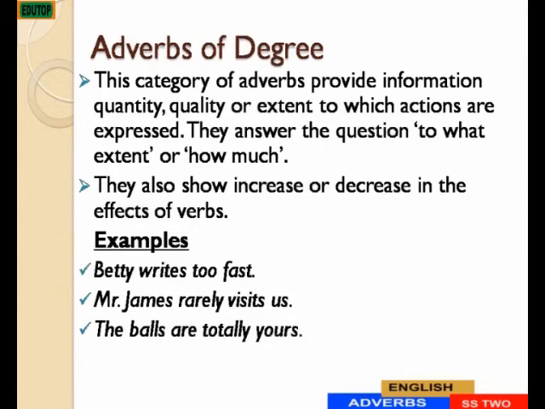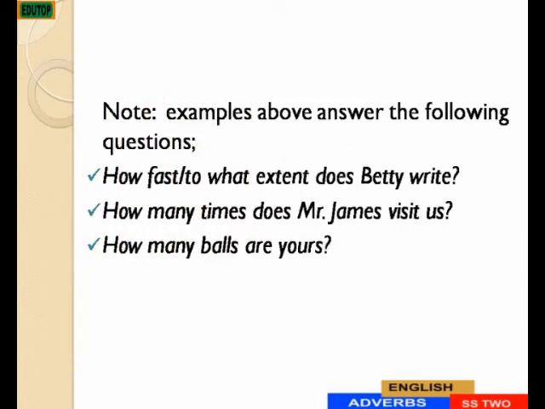All these examples answer the following questions. How fast or to what extent does Betty write? Then we have the answer, Betty writes too fast. How many times does Mr. James visit us? Mr. James rarely visits us. How many balls are yours? The balls are totally yours.